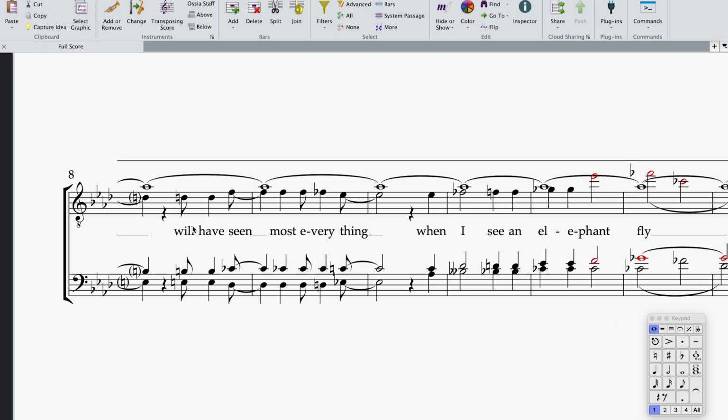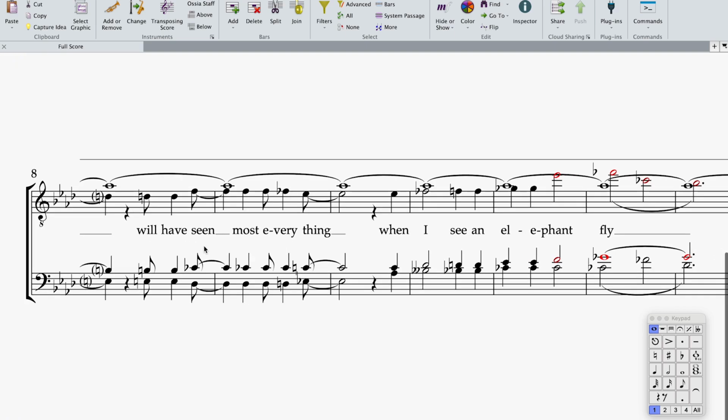And then we move on from there to this D flat dominant chord, which works really well because there's not a big jump.